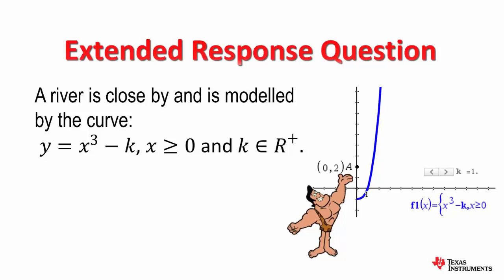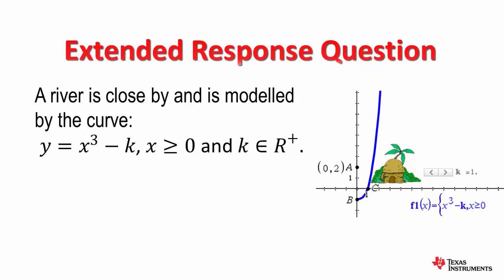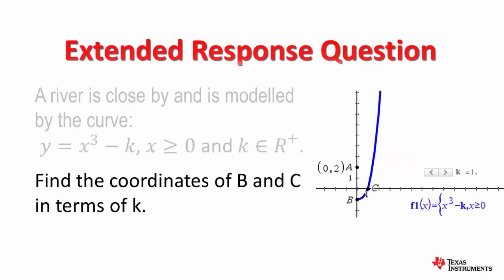And notice where I've got x is bigger than or equal to 0, and k can be any positive real number. Now, there is a place on the riverbank that George is safe to bathe, which is located at B, and there is a local village at point C. The first part of the question is that we need to find the coordinates of B and C in terms of k. So this is time to kick into our CAS.